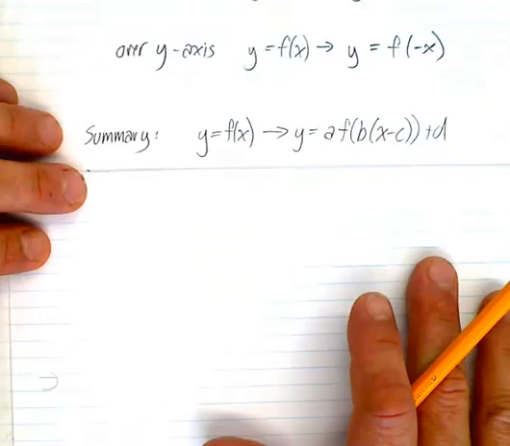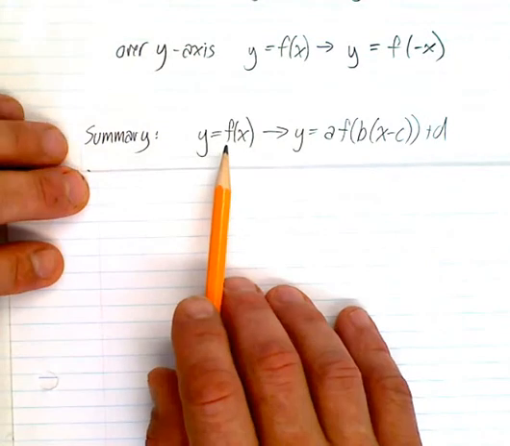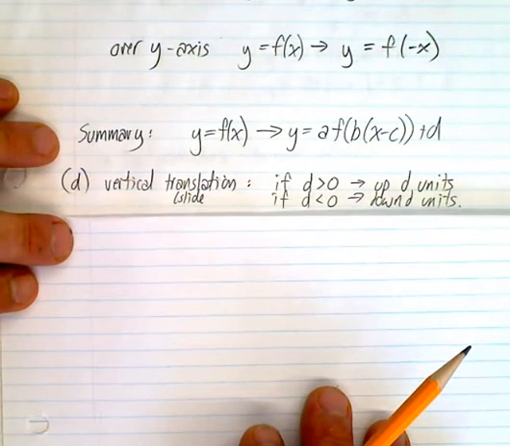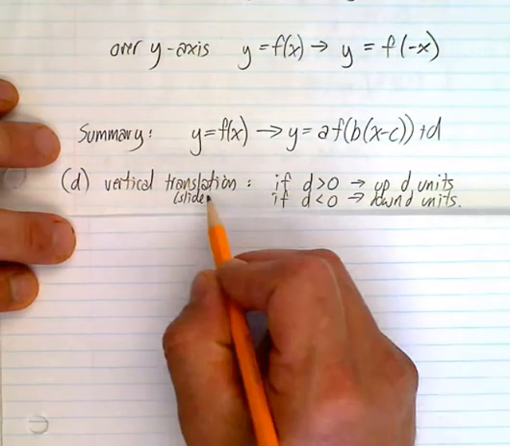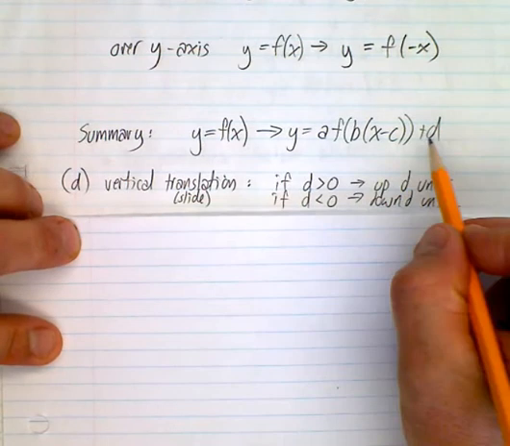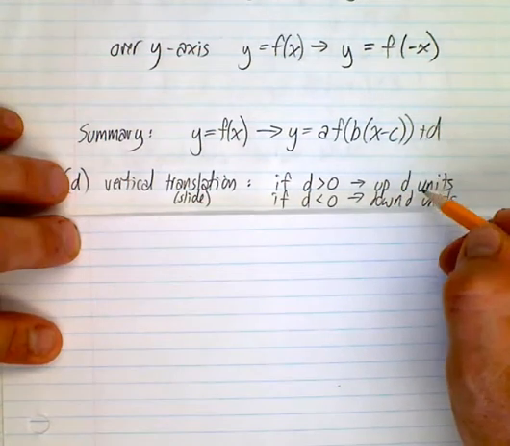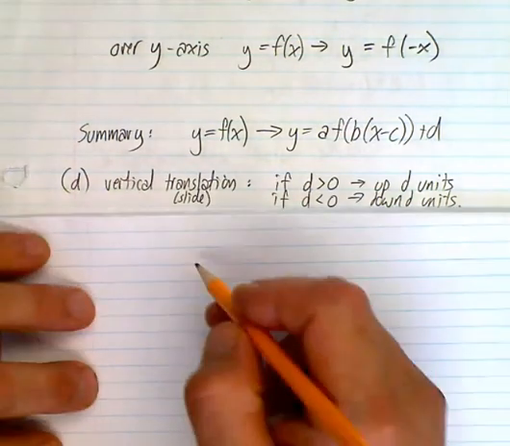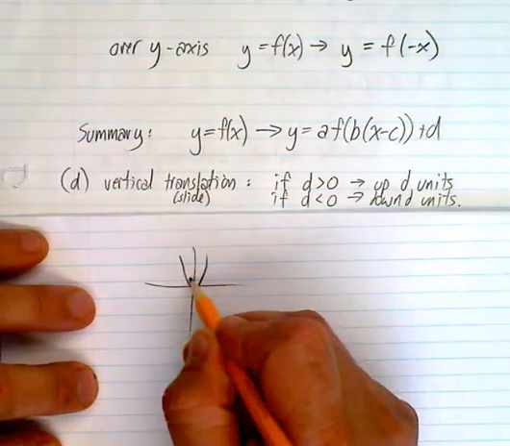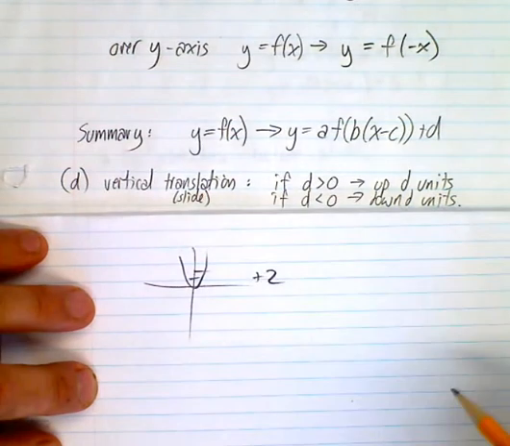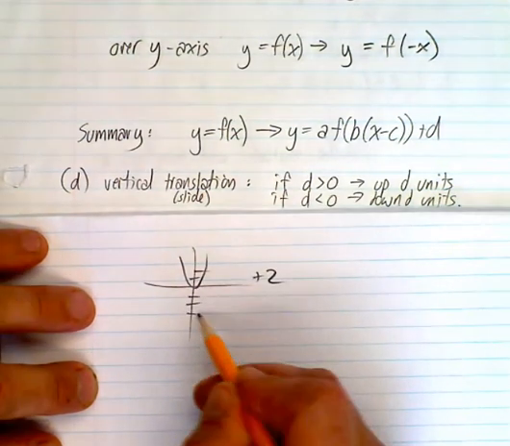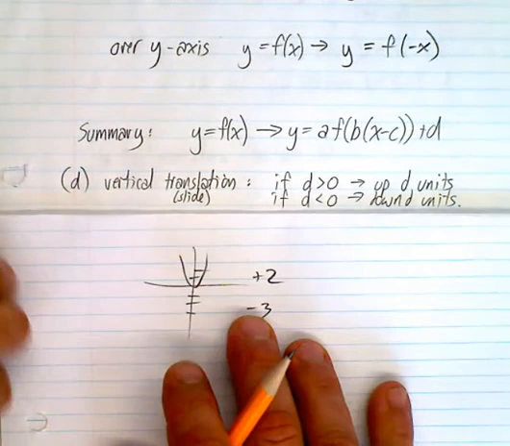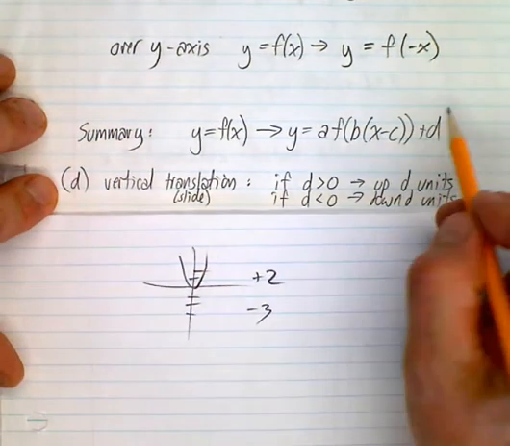Here's a summary. If you change your y equals f of x into all these values, your vertical translation, we can also think of it as a slide. If your d is greater than 0, it just goes up d units. So your parabola here, if you wanted to go up 2 units, you just add 2 at the end. If you wanted to go down 3 units, you subtract 3 at the end. That's the D value right here.